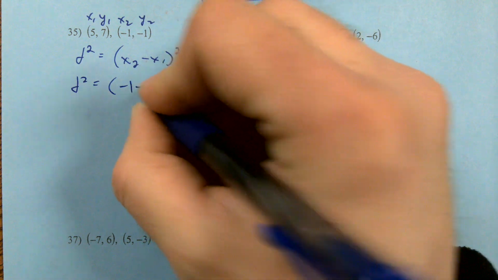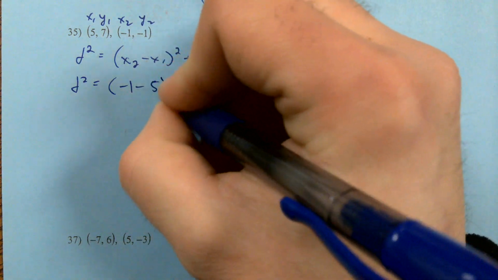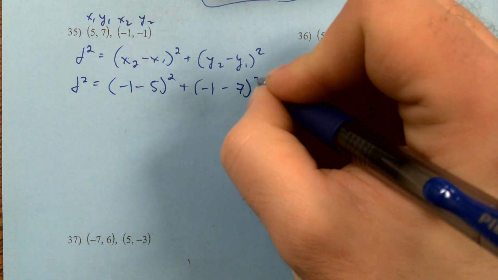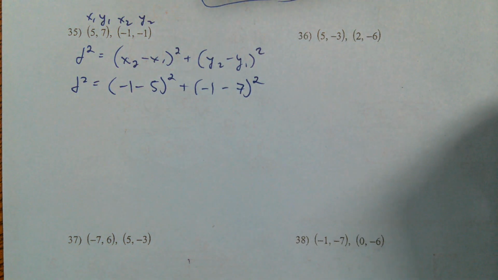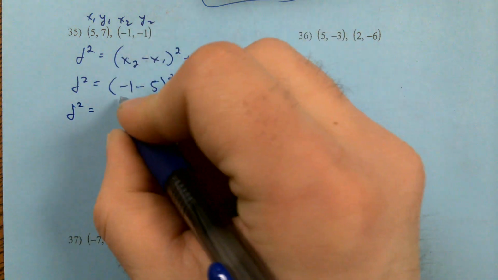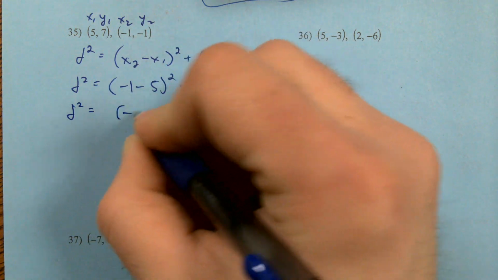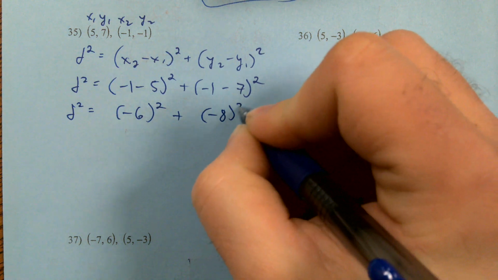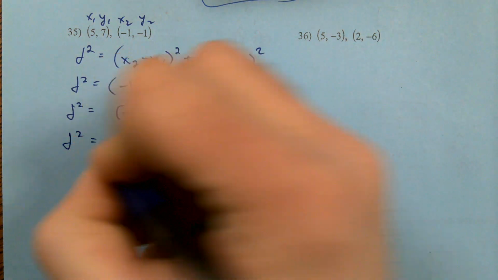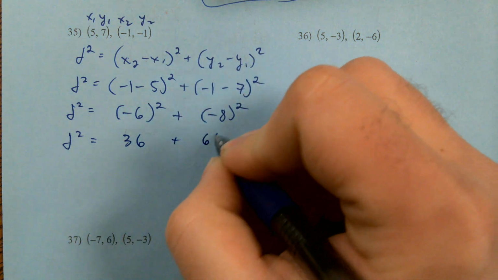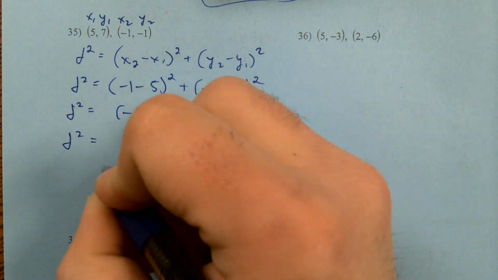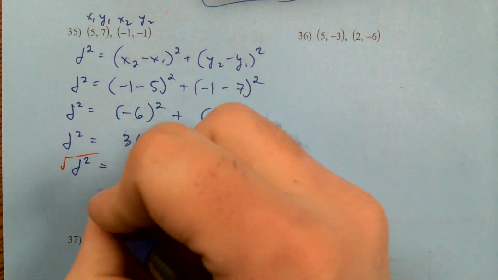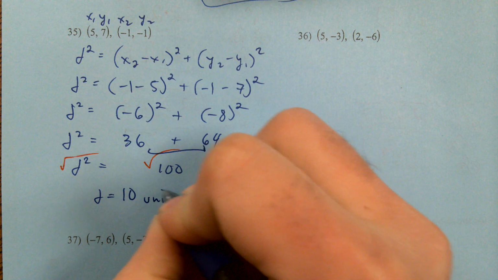x2 is negative 1 minus x1, which is 5. y2 is also negative 1 minus y1, which is 7. Negative 1 minus 5 more is negative 6. Negative 1 minus 7 more is negative 8. We get 36 plus 64, which is 100. Then we take the square root of both sides and find that d is equal to 10 units.